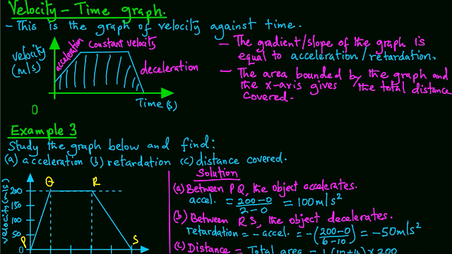Our second graph is velocity time graph. So this is a graph of velocity on the y-axis plotted against time on the x-axis. So it is important to note that the gradient or slope of a velocity time graph is equal to acceleration or retardation, and the area under the graph of velocity time graph gives the total distance covered.